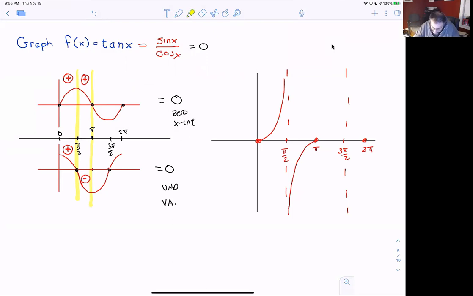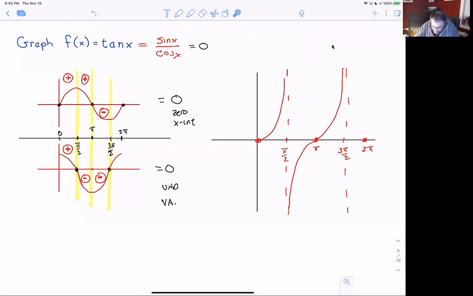Now when we go to the next region, we're between pi and 3 pi over 2. In that region, the sine is negative and the cosine is negative. Well, a negative divided by a negative is a positive. So that means when we go to graph the tangent, we're going to be above the axis. So we're going to look like this.